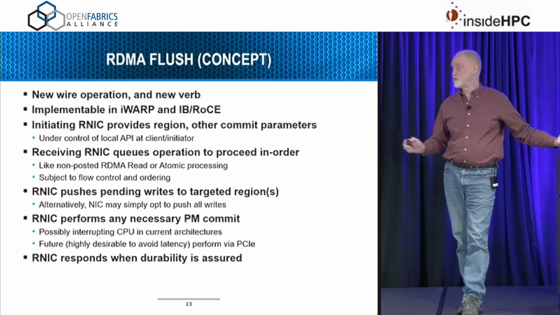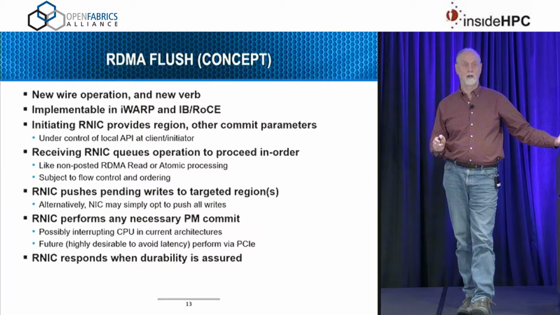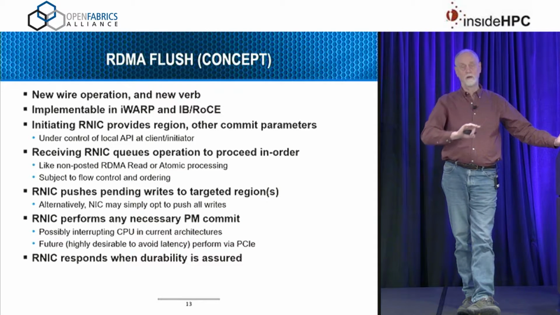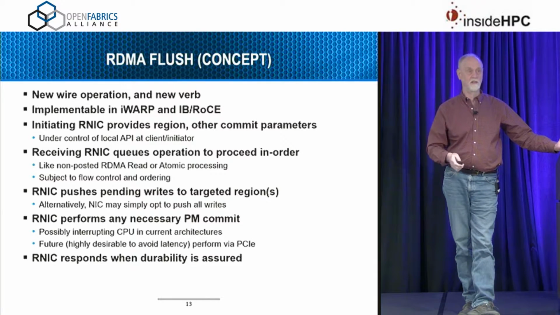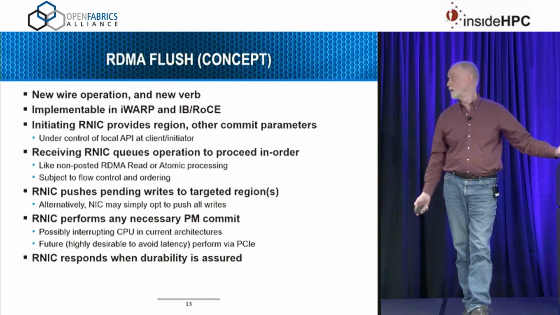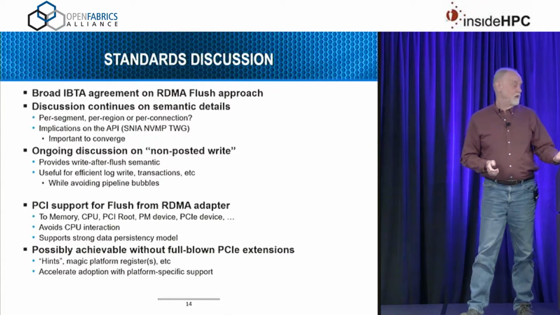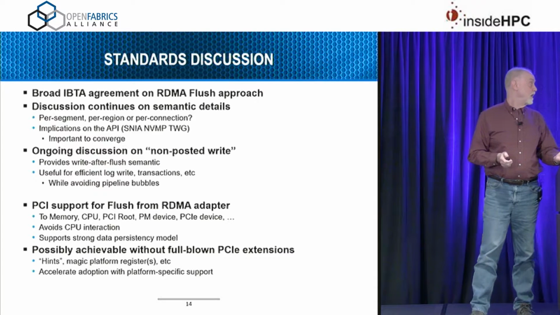The RNIC responds only when durability is assured, okay? So that's the basic semantic. We request it to be flushed, it's been made durable. We didn't provide any data when this happened. The data was all provided earlier with those RDMA writes that I referred to. But it's flushed, it becomes durable. That's the only guarantee that this operation makes. So there's broad IBTA agreement on this. It's moving along quite well.